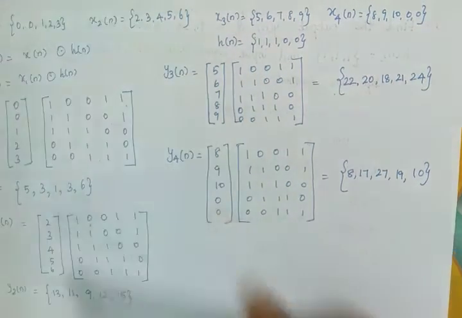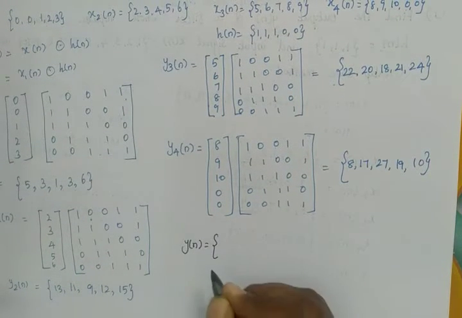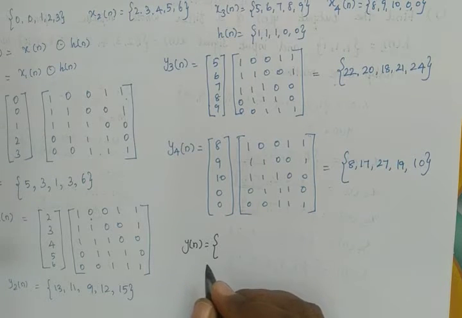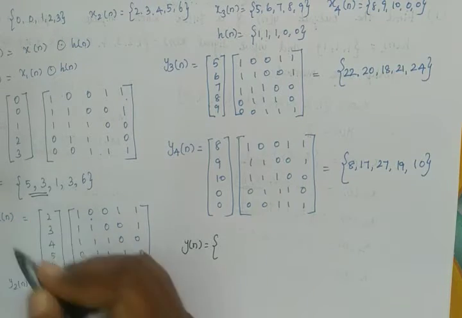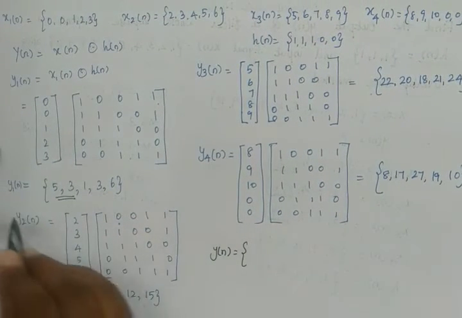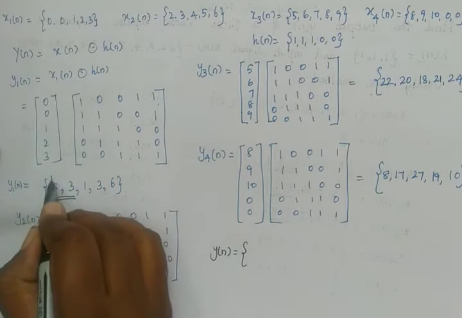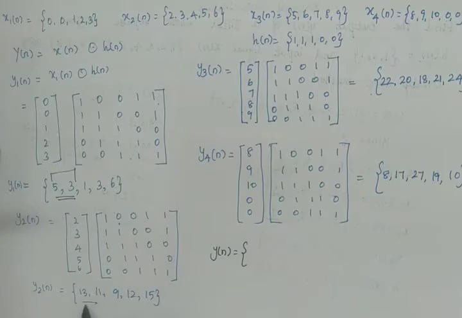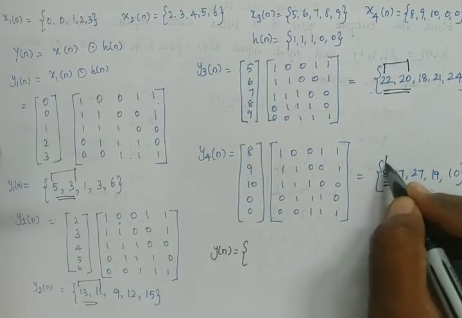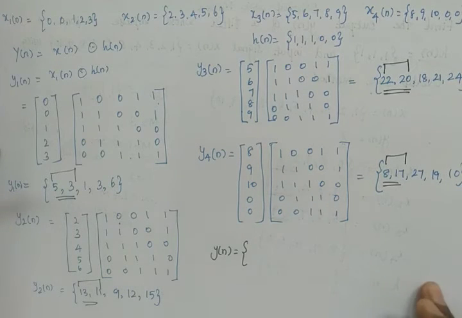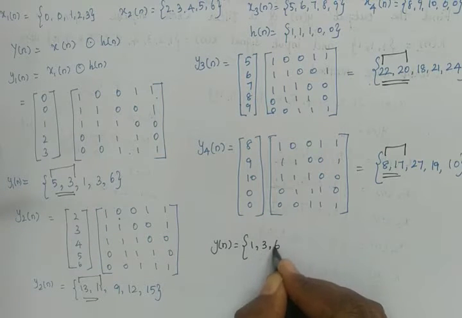That's it. Now, how can we write y of n here? So, y of n can be written like this. That is, finally, y of n is equal to. How can we write this y of n? Previously, we have added zeros in the beginning, that is first two. Now, what is y1 of n? y1 of n is equal to 5, 3, 1, 3, 6. What we have to do is, we have to discard this first two numbers in order to get this y of n. Then we have to write final answer here. What is y of n? It will be equal to 1, 3, 6.